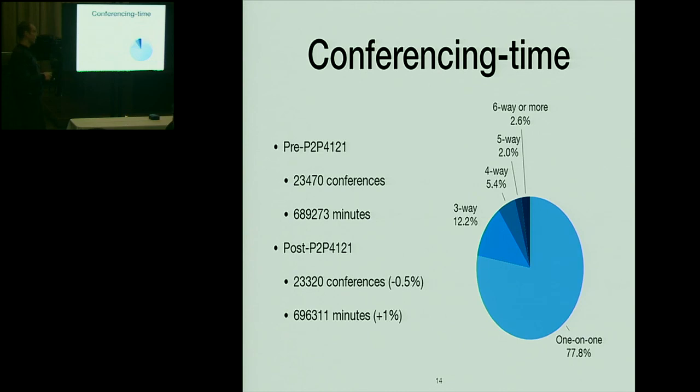Before we activate the extension, we gather data for 2 weeks. This is for a little bit more than 23,000 conferences, which amounts to a little bit less than 700,000 minutes. And we compare it to the 2-week period after we enabled the extension, and so we have almost the same amount of conferences, a very small change there, and the same amount of conferencing minutes.